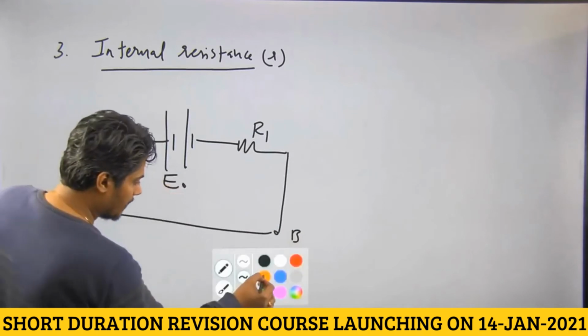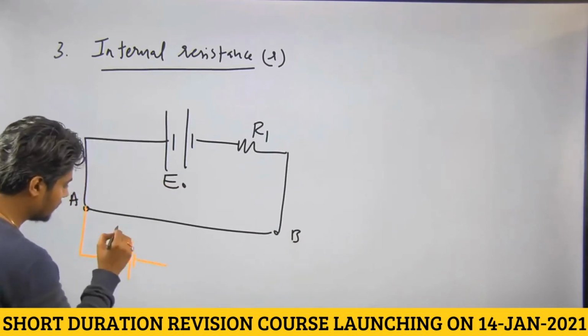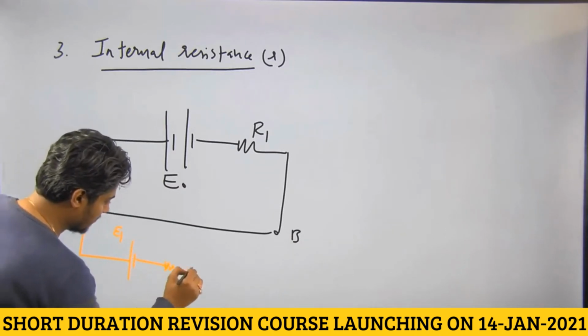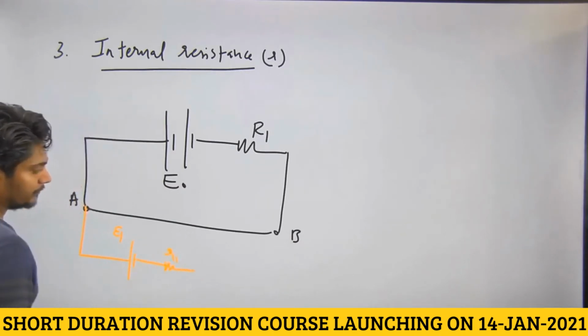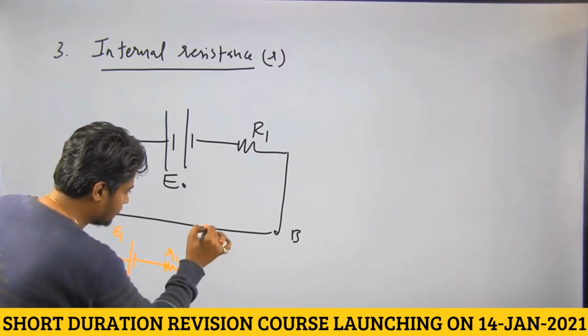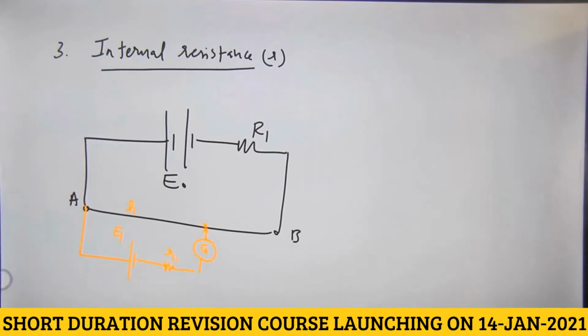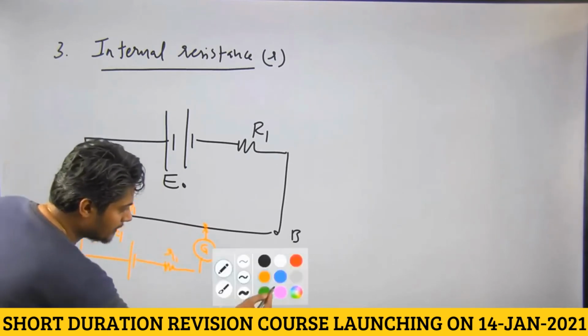And now I am going to draw the primary cell. This is primary cell E1. It has internal resistance, let's say small r1, and here we have a galvanometer, a sliding galvanometer. This is your balancing length L1. Okay. Now my dear student, there is one more circuit basically here.